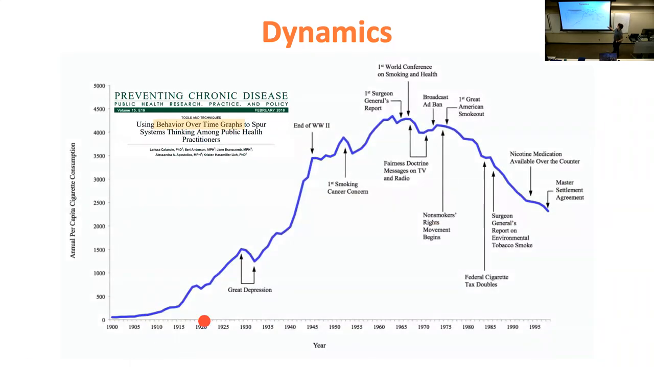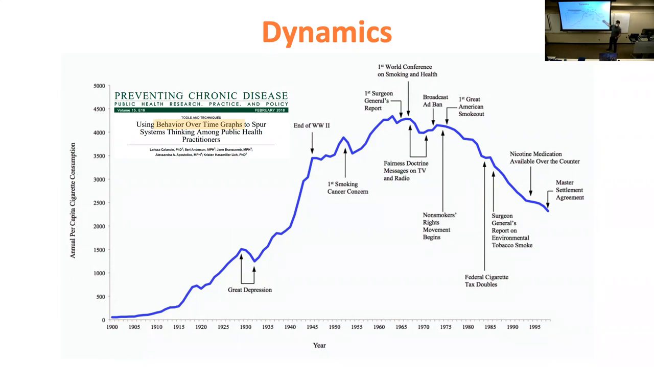And you can find, so this is an article from 2018, before the pandemic, using behavior over time graphs, BOTGs or just BOTs, to spur systems thinking among public health practitioners. And this is a BOTG that came out of this paper, where they've plotted at a larger time scale, from 1900 up to the year 2000, the annual per capita cigarette consumption. You can watch how cigarettes go up, and you notice that they add these little darts at big events, like the Great Depression is at this corner and then it comes down. These little darts explaining these kinks in the graph are effectively causal hypotheses.